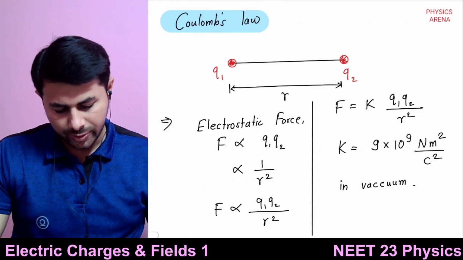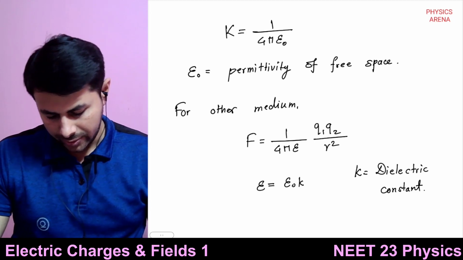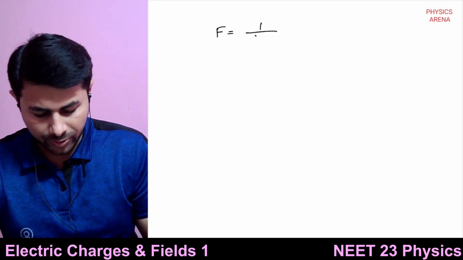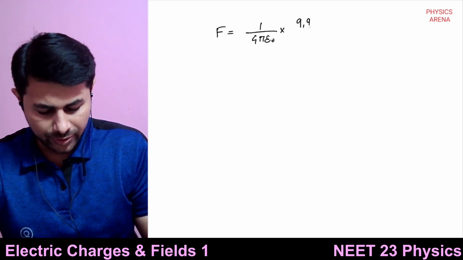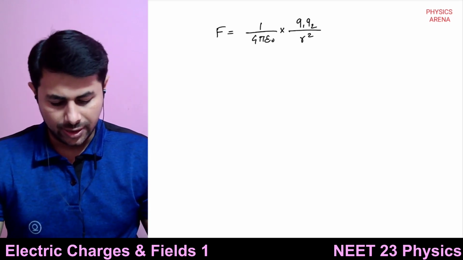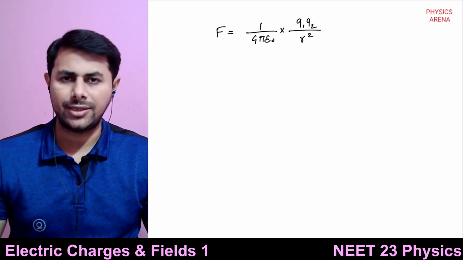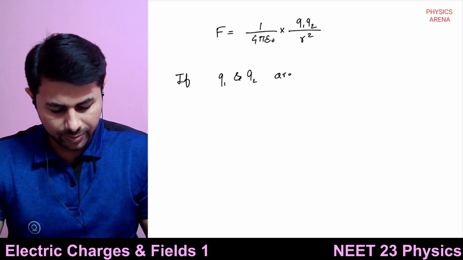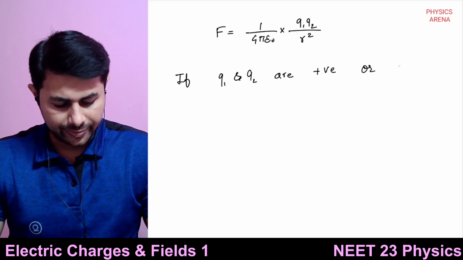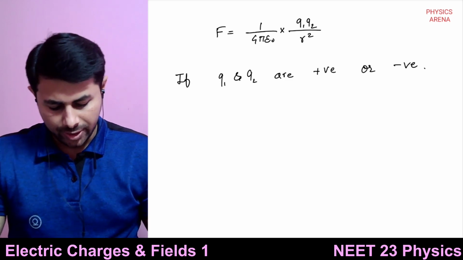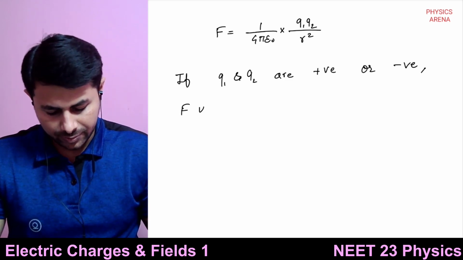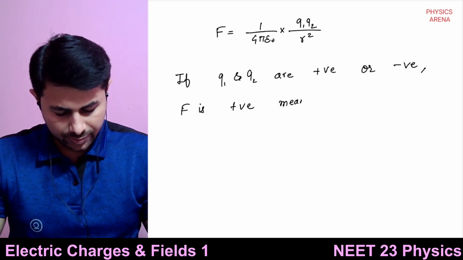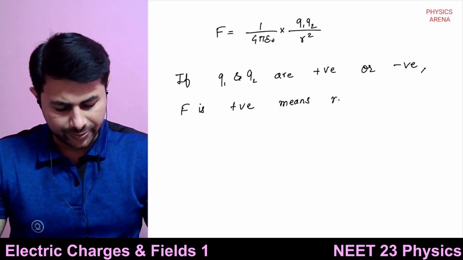This is the force between two charges. So what is F? F is 1 upon 4 pi epsilon naught multiplied by q1 q2 divided by r square. Now if both charges are positive or both charges are negative, so F will be positive, and positive means repulsive.